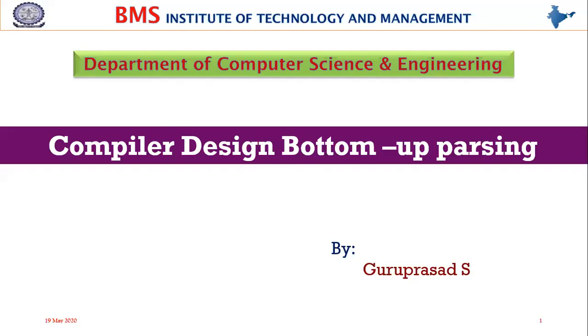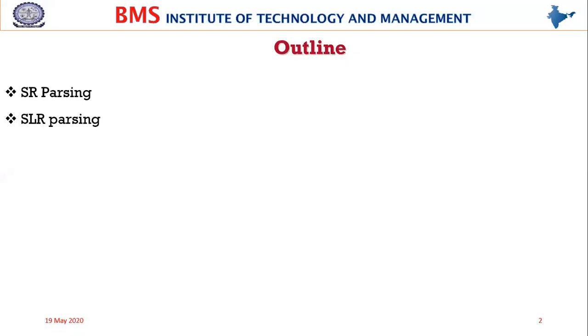So bottom-up parsing is the reverse of our top-down parsing, right? Here we're going to learn majorly a type of parsing technique called SR parsing, which means shift-reduce parsing. Among that, we're going to see different algorithms for implementing the parser. We're going to study SLR parsing. That means simple LR parsing.